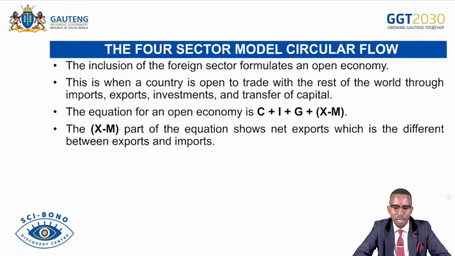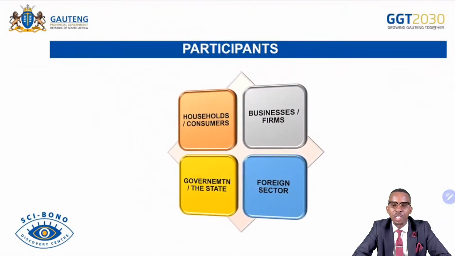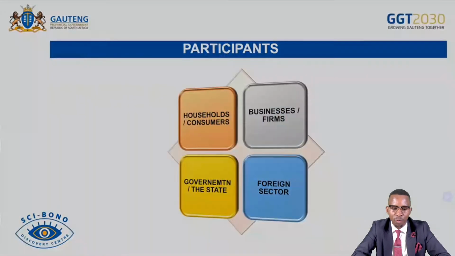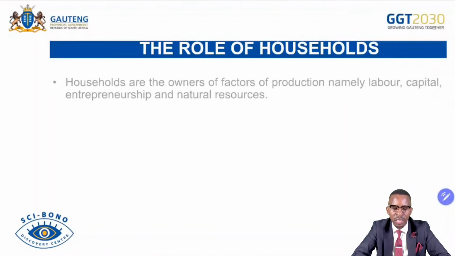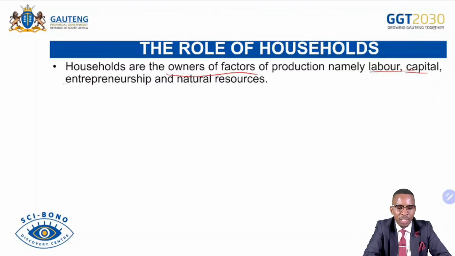So we have different participants in the economy or circular flow, namely households or consumers, businesses or firms, government or the state, as well as the foreign sector. They all have their own responsibility or role that they play in the circular flow or in the economy. Let's check the role that is played by the household in the economy. Households, remember, are known as the primary owners of factors of production, such as labor, capital, entrepreneurship, as well as natural resources or land.